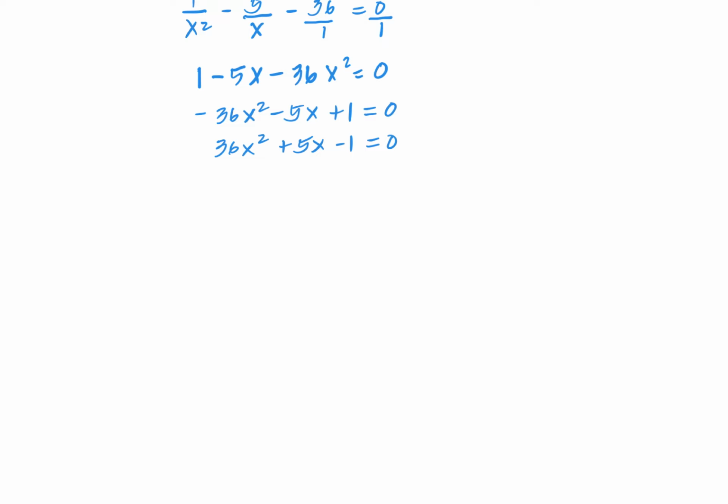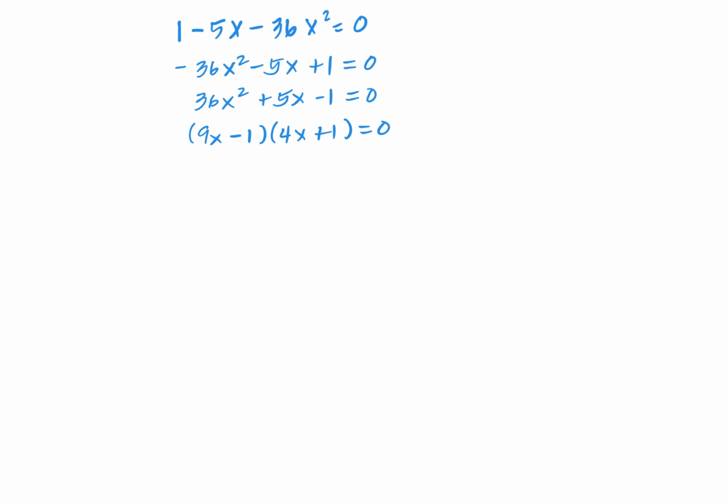So I believe this will factor as 9x minus 1, 4x plus 1. Let me double check. 9x minus 4x gives me a positive 5x. The 9 times 4 gives me the 36x squared. And negative 1 times positive 1 gives me negative 1. So yes, it does work.